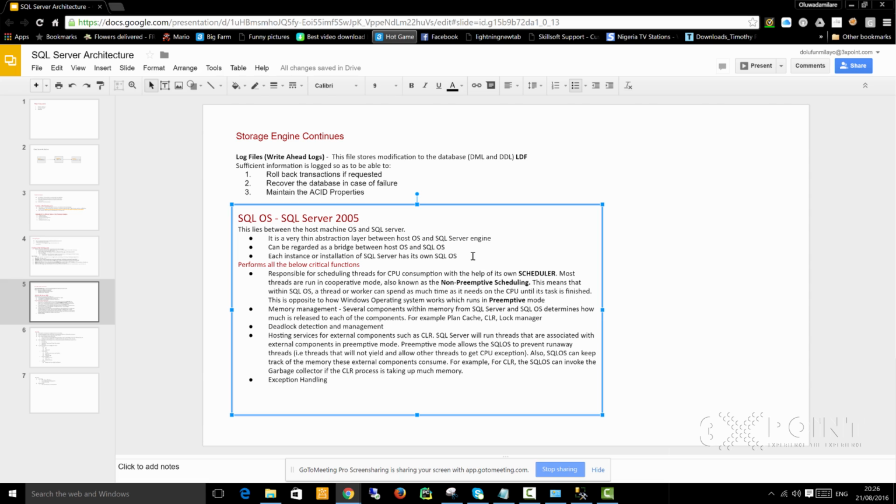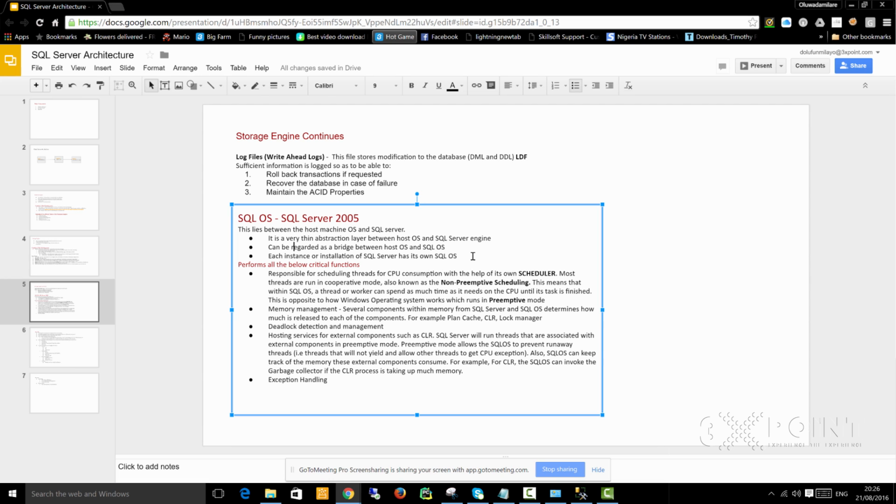So in a case where you have more than one installation of SQL Server instance, each of those instances has its own operating system, and the operating system for each of them is visible to each of them.